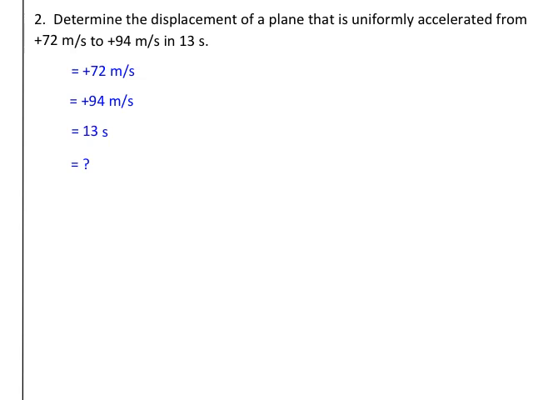Let's try one more. Determine the displacement, so that's going to be our unknown, and displacement is a vector quantity, of a plane that's accelerated from one value of meters per second to another value of meters per second. Those are both velocities, so we're going to assign them as initial and final velocities, and then time is the easy one to recognize, and that's 13 seconds.